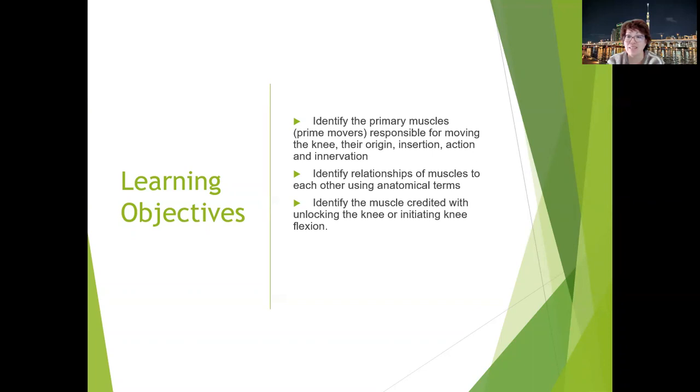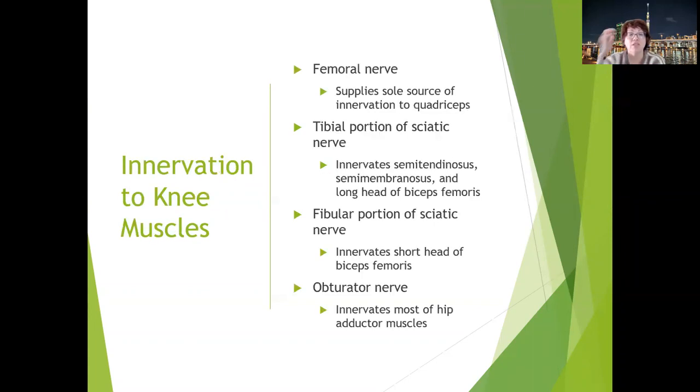So in the last section, we talked about the screw home mechanism a little bit, and the screw home mechanism takes advantage of osteological features of the knee to lock into that fully extended position. Well, then how do we unlock that? We have to use muscles. So the innervation of the knee muscles, the femoral nerve supplies the sole source of innervation to the quadriceps, which are the major knee extensors. So if you lose your femoral nerve, you're in trouble for knee extension. It severely hampers your mobility.